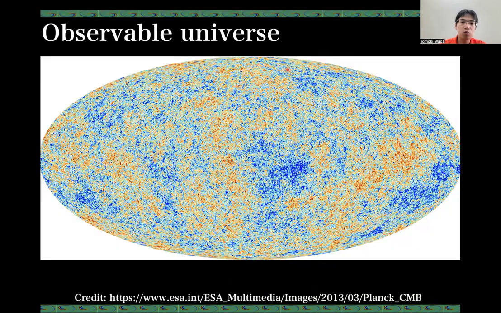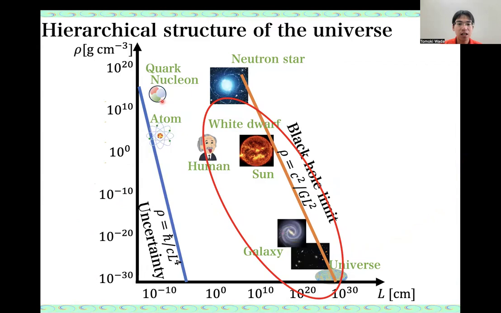And when we zoom out more and more, we reach the edge of the observable universe. From this edge of the observable universe, the cosmic microwave background is emitted. And this is a typical image of the cosmic microwave background. Okay, so far I have shown these structures in the universe.